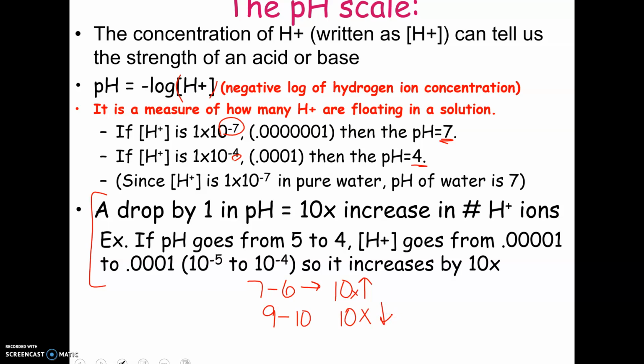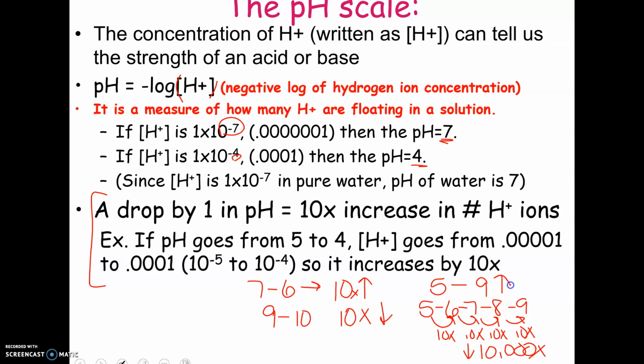That also means that if the pH, let's say the pH went from 5 to 9, how much would the hydrogen concentration change? So you'd say, okay, 5, 6, 7, 8, 9, right? If you count the jumps, it would go 10 times, 10 times, 10 times, 10 times. So 10 times 10 is 100, times 10 is 1,000, times 10 is 10,000. It would go down, because the pH is going up, the hydrogen concentration would be going down 10,000 times. So that's sort of how you would calculate pH.